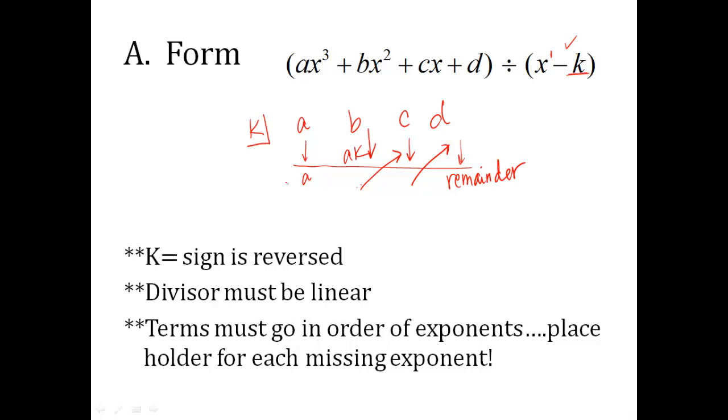Okay? And then we'll talk about the power of x that would go with your answer in a minute when we do an example. But here are the things you really need to make sure you do. The k in the problem, the sign has to be reversed from the original. The divisor must be linear, just like we said here. Whatever you're dividing by has to be x to the first power. The terms have to go in exponent order. Just like with long division, if you're missing a power of x, then you have to put a 0 in.